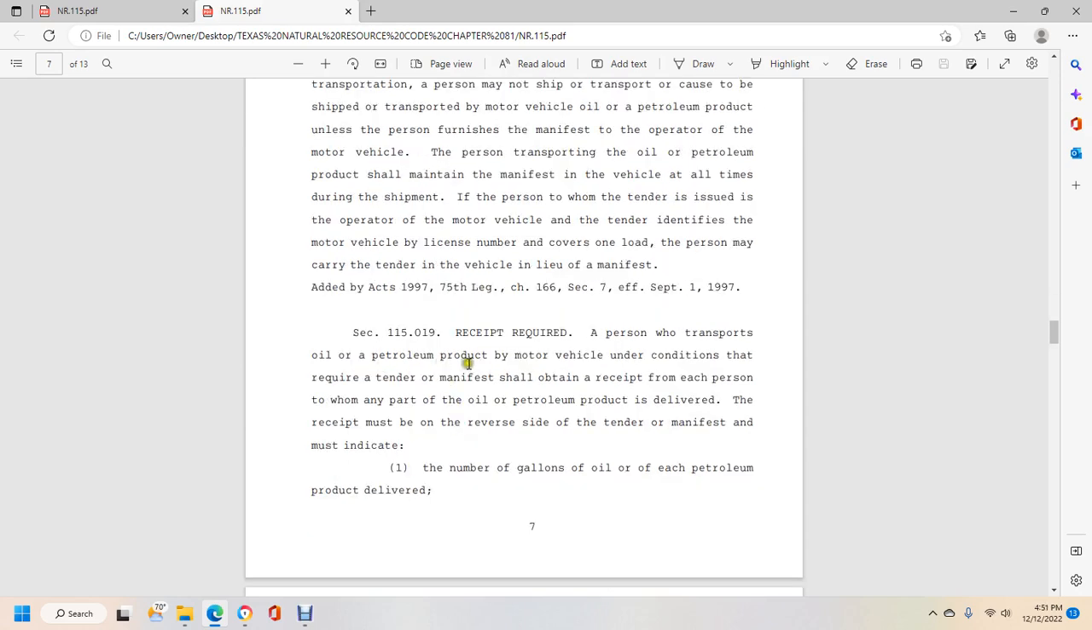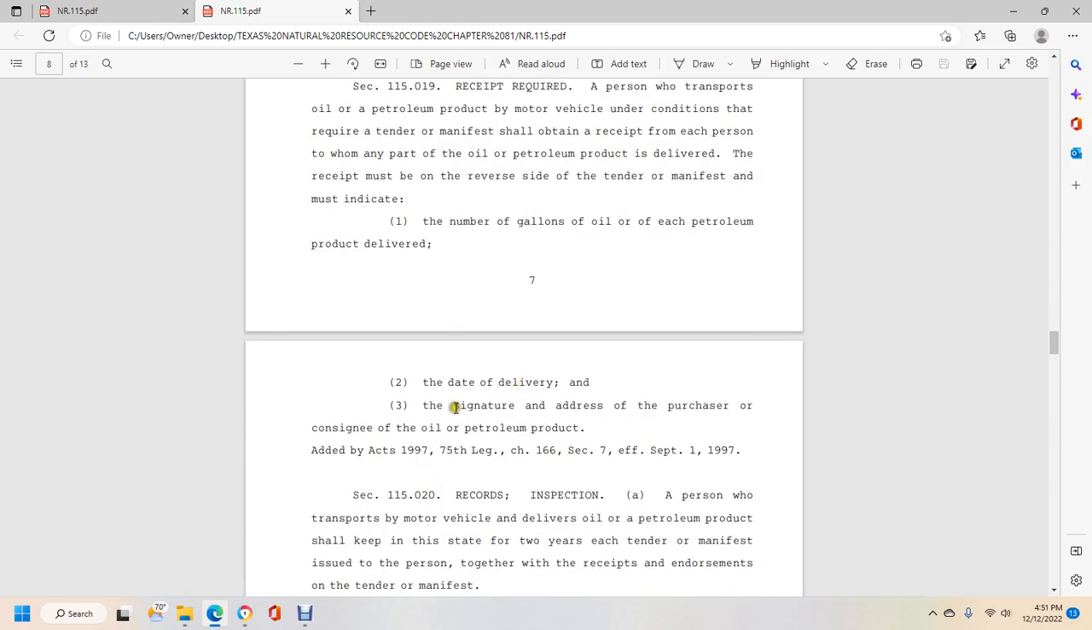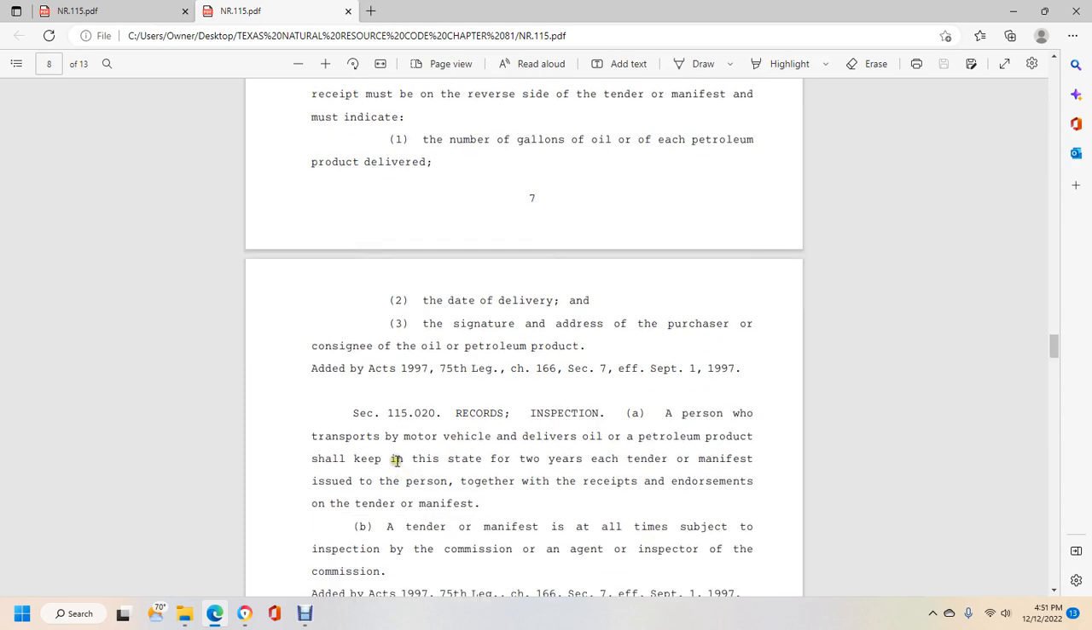A person who transports oil or a petroleum product by motor vehicle under the conditions required by the tender manifest shall obtain a receipt from each person to whom any part of the oil or petroleum product is delivered. The receipt must be on the reverse side of the tender manifest, and it must include the number of gallons of the oil or petroleum product delivered, the date of the delivery, and the signature and address of the purchaser or consignee. Added by Acts of 1997.